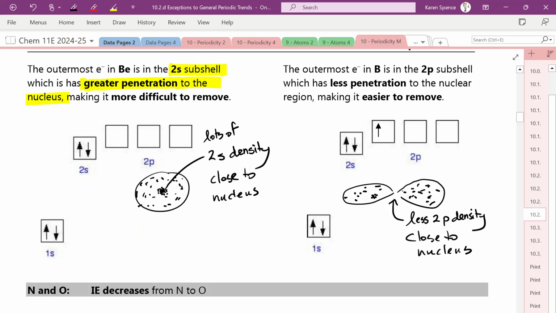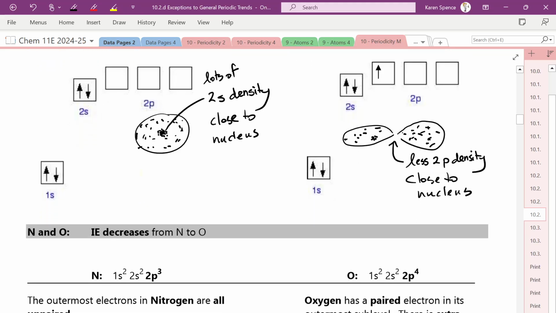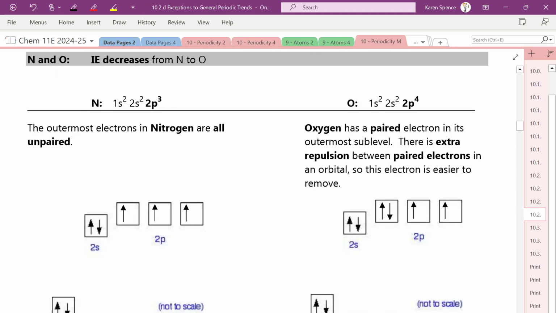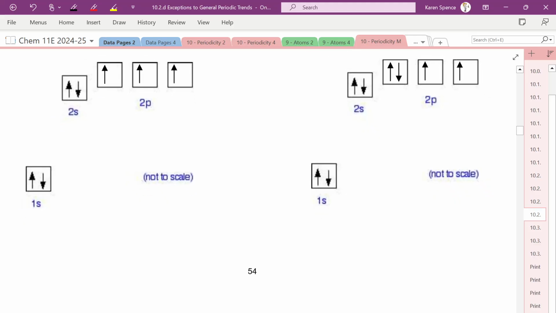Now let's take a look at nitrogen and oxygen. We have 2p3 and 2p4. Now I'm going to get rid of that explanation there. Why would it be easier to remove this electron than one of these electrons? Yeah, there's more electron-electron repulsion because we have an electron paired within an orbital.